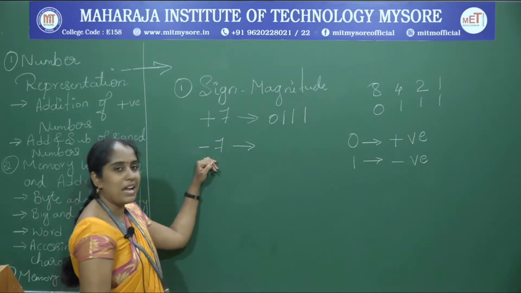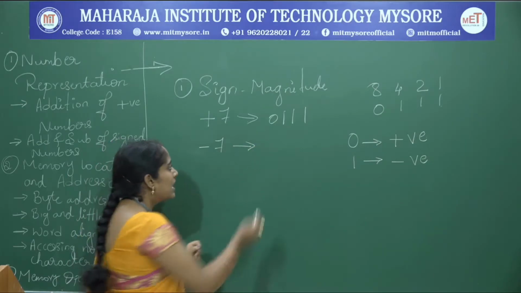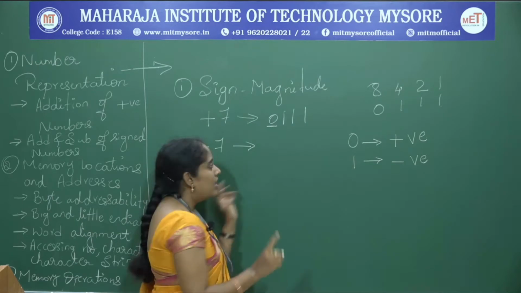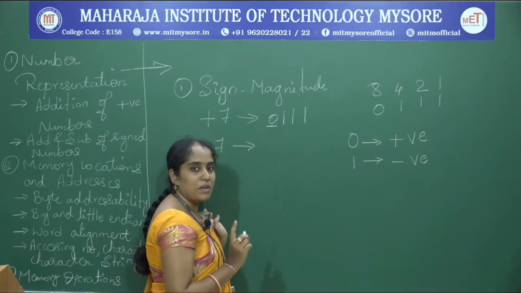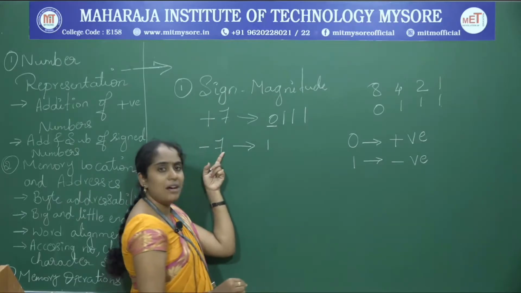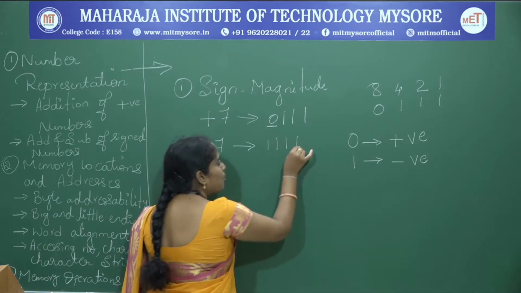Here it is minus 7. How to represent minus 7 in the sign and magnitude system? This is the most significant bit, and this bit is used to represent the sign. Here it is 1, because it is a minus symbol, and 7 is 1, 1, 1.